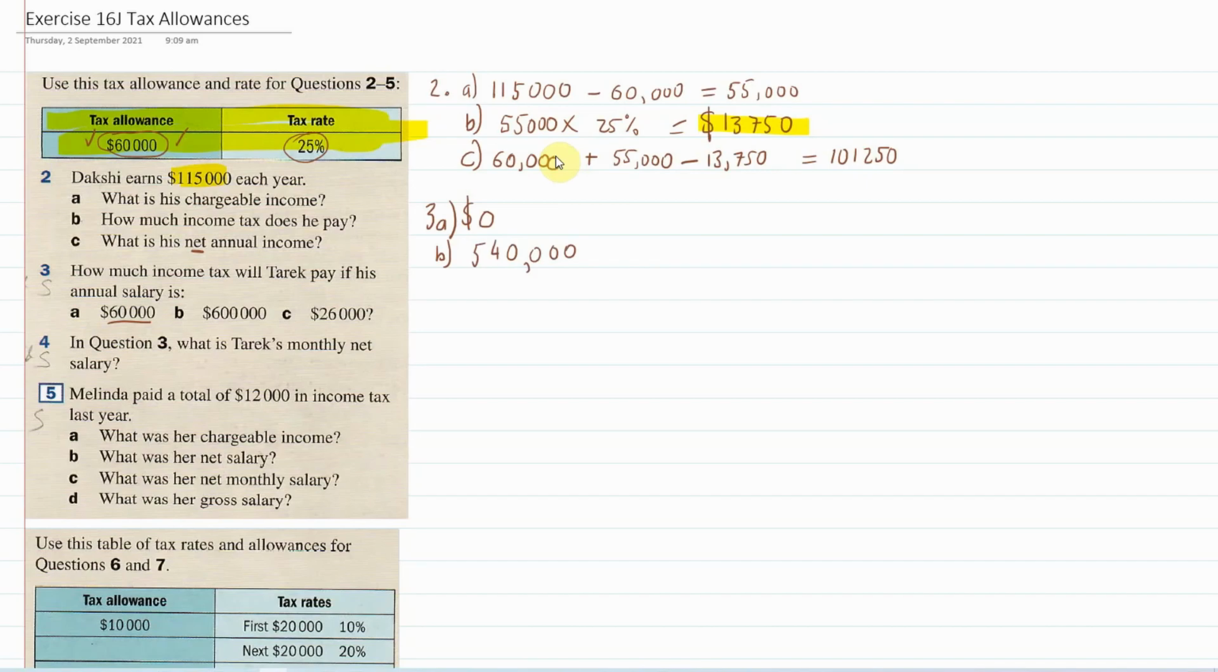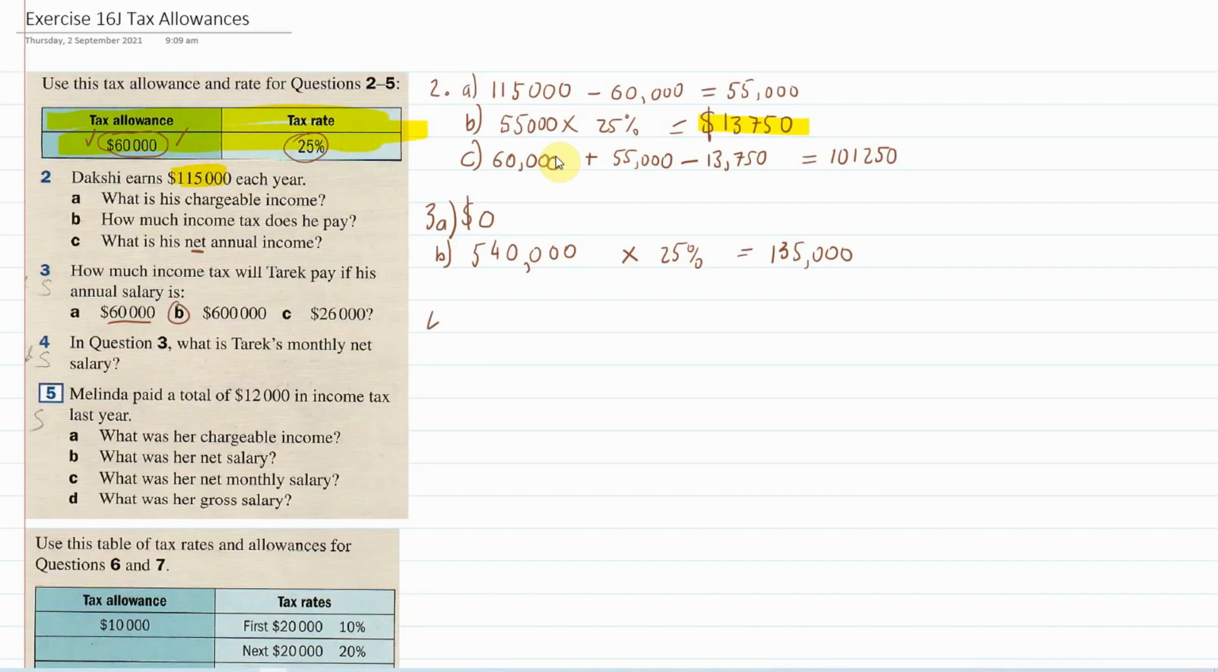Alright, so $540,000. Now we're going to times that amount that he is able to be taxed on by the tax rate of 25%. And this will get how much tax poor old Tariq will have to pay. So that means that he'll be paying $135,000 in tax. Okay, so now that's all I'm going to do for B.